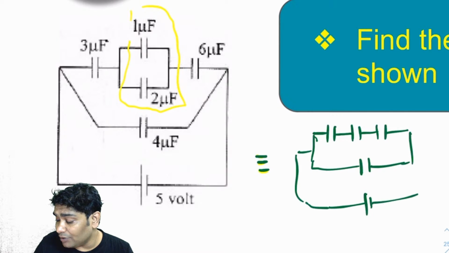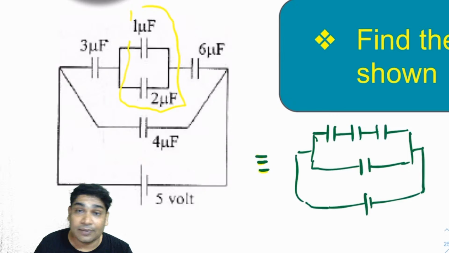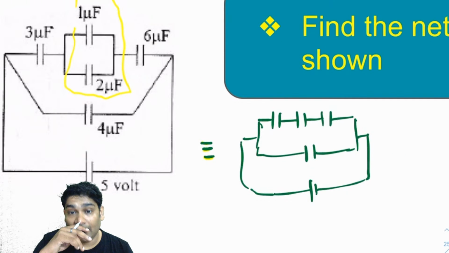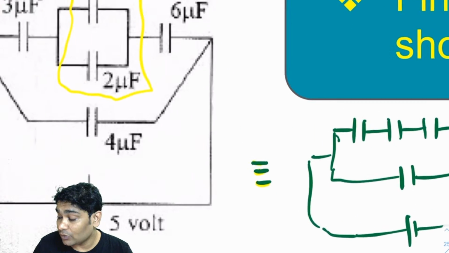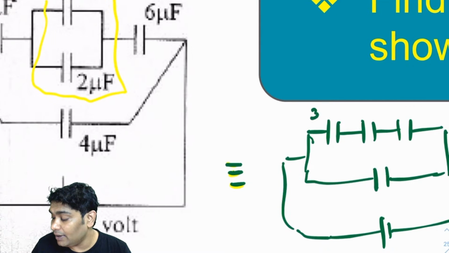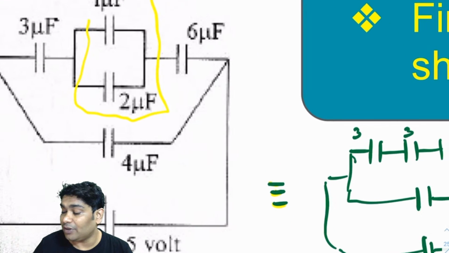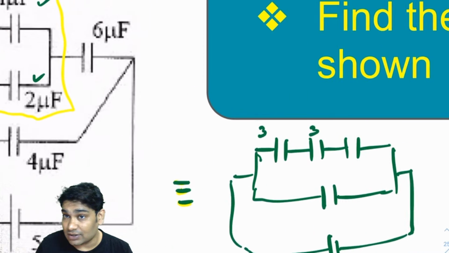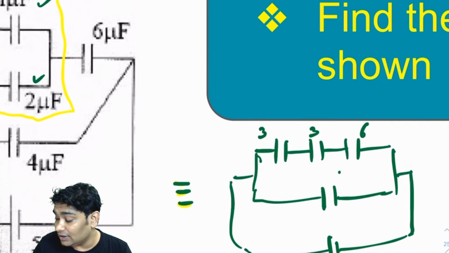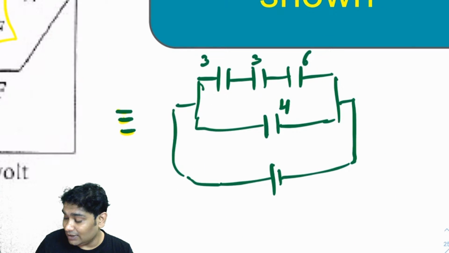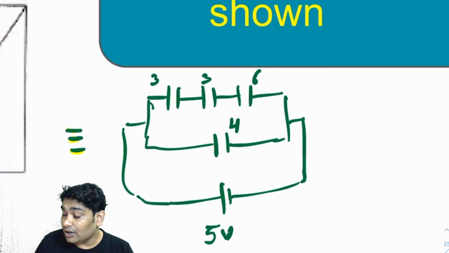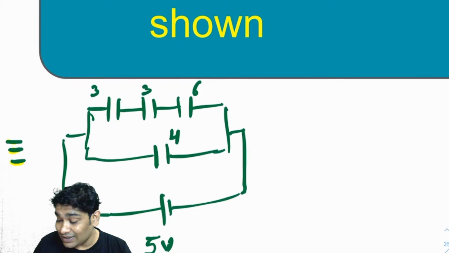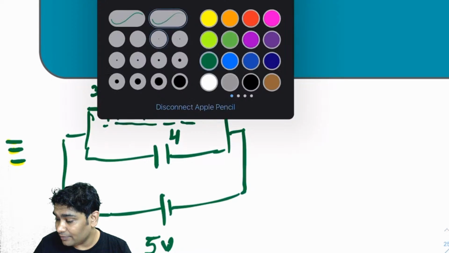Alright, just remember how you used to solve problems in class 10. Replace them one by one, step by step. So this is 3. This also becomes 3. Why? Because 1 plus 2, that is 3. Parallel combination, we add the capacitances. And this is 6 and this is 4. And this is of course 5 volts. Now let's talk about this also. These 3 are in series.